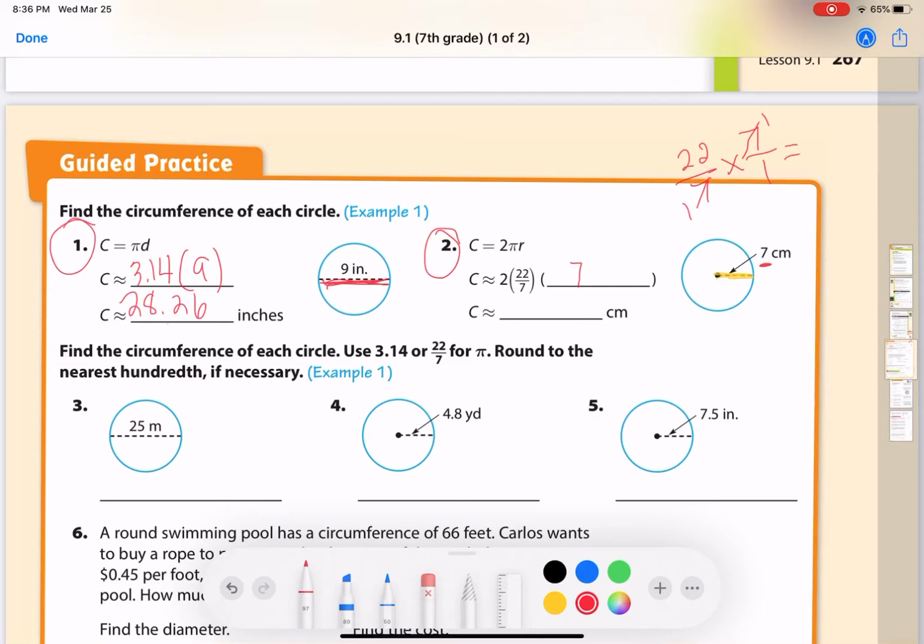And now I can multiply straight across. 22 times 1 is 22, and 1 times 1 is 1. So now I have to multiply 22 times 2, which is about 44 centimeters.